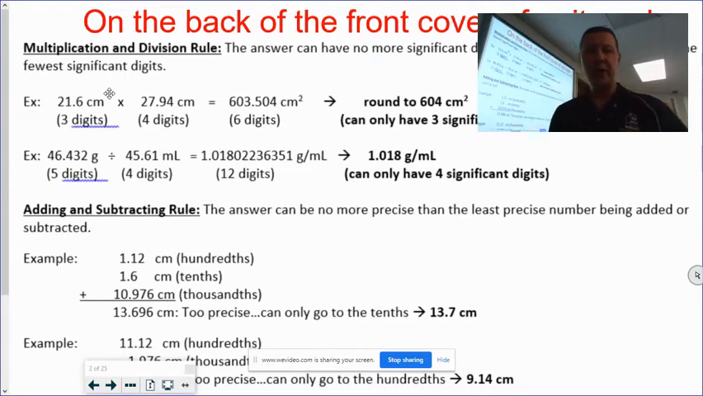Hello, folks. Today we're going to be going over the sig figs. You're going to need the cover of your unit pack. You're also going to need your periodic table as well as a calculator.